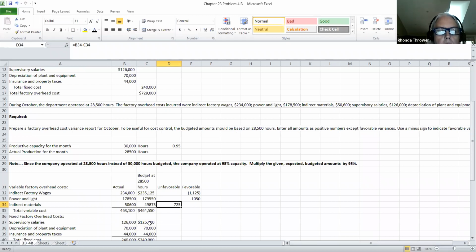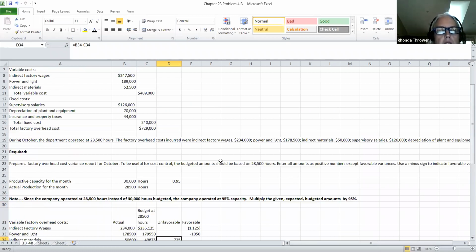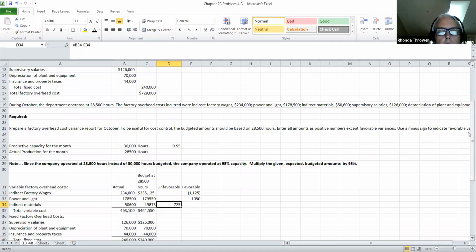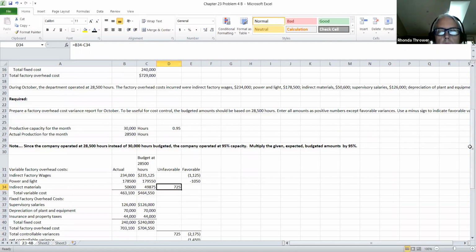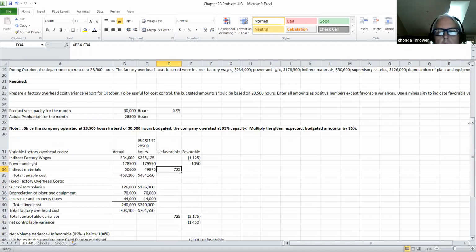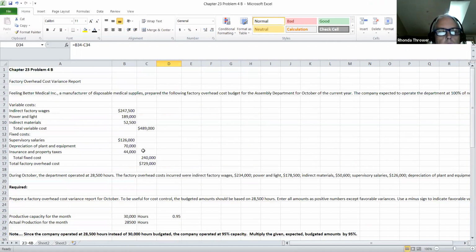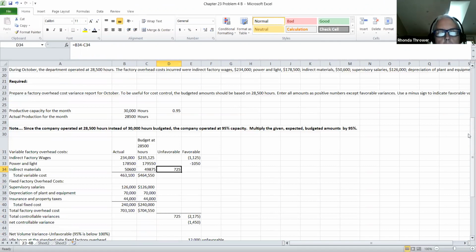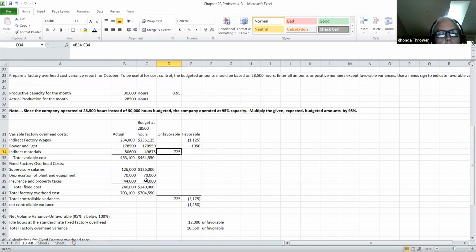The budgeted amounts for fixed cost, it doesn't matter whether you operate at 95% capacity or 110% capacity. The fixed costs are going to be whatever you budgeted, no matter what. They don't change with the activity level, so the fixed costs remain the same. So you can see here the budgeted amount was 126,000. You're just going to plug that in there. 70,000 was for depreciation, and insurance was 44,000. All of those are just plugged in amounts there.